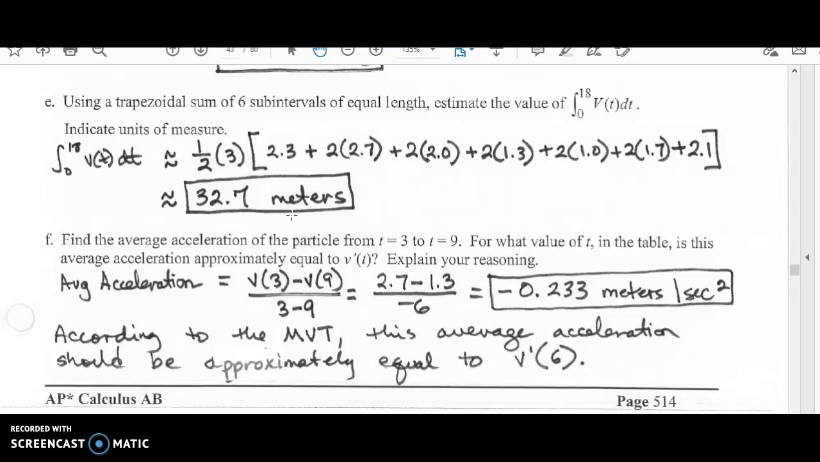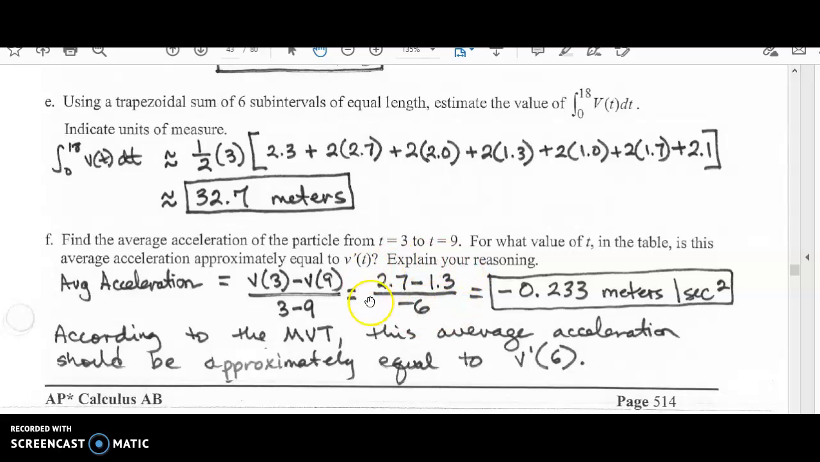And because I'm looking at the time, I really don't want to make a third video. I think I'm just going to explain letter F, the average acceleration. Well, when you see average anything, you should be thinking about a slope formula, a difference quotient. Average acceleration is the difference quotient for velocity from 3 to 9. It makes sense to do v of 3 minus v of 9 over 3 minus 9.